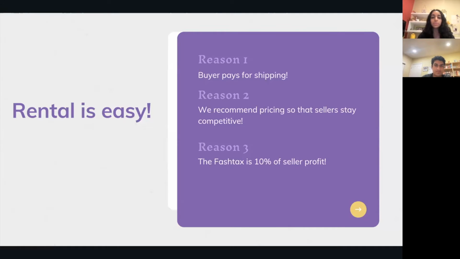When items are listed for rent, the buyer sees items with seller price plus shipping costs. We also recommend pricing to sellers when they're listing items in order to make life easier for the seller and stay cheap for the customer. Our revenue model comes from the Fash tax. FashStack pockets 10% of seller profit in order to make money.